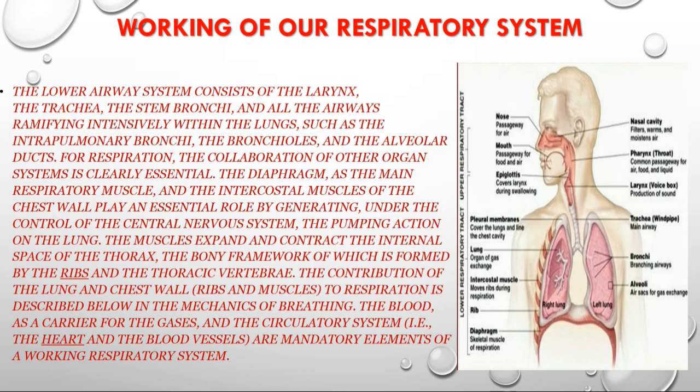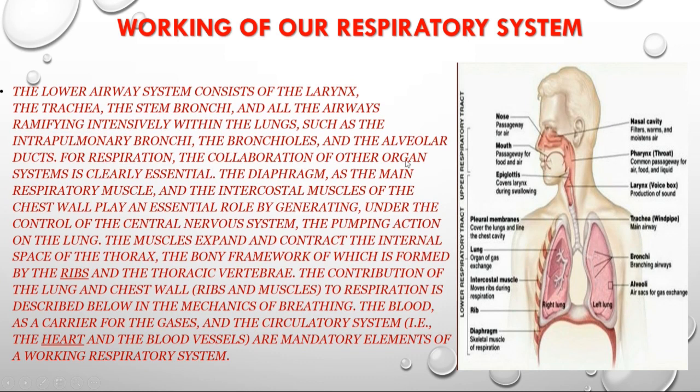It consists of the larynx, which is also known as the voice box, the trachea, which is known as the windpipe, the stem bronchi and the branching airways, and then all the airways ramifying intensively within the lungs, which are the intrapulmonary bronchi, the bronchioles, and the alveolar ducts, which join with the surface of the lungs. So these alveolar ducts help to join with the lungs.